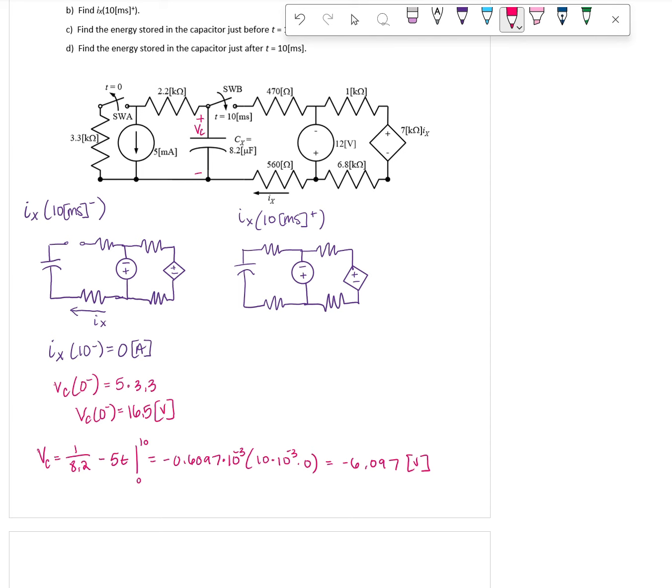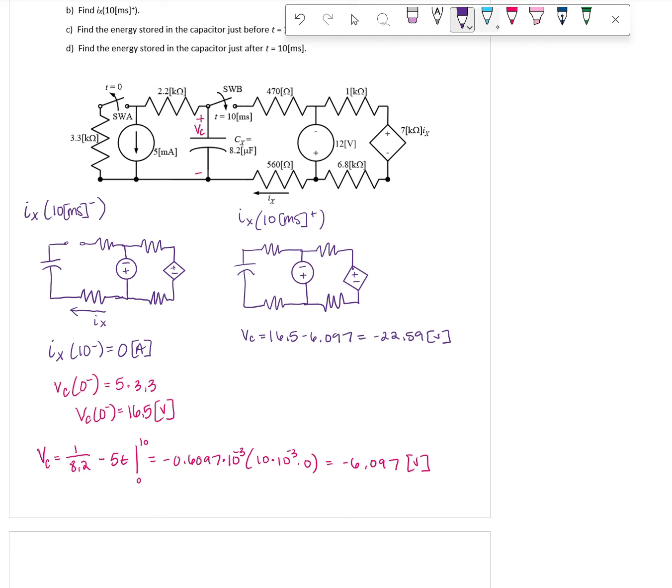So we will use this to find the voltage across the capacitor at 10 plus. So we'll have 16.5 minus 6.97, which is equal to negative 22.59.